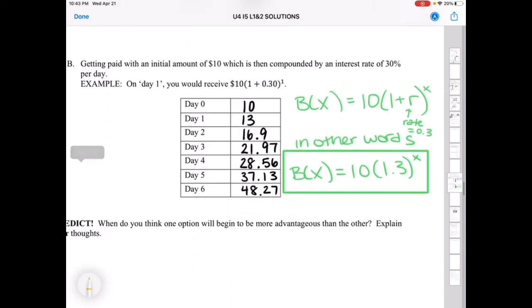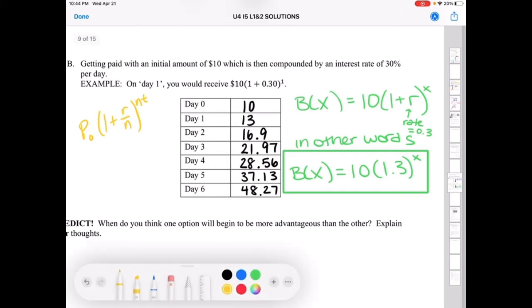This is our second function, and this is when you're getting an initial amount of $10, and then it's compounded by an interest rate of 30% per day. You might have recognized an equation from a while ago, P initial times 1 plus the rate over n to the n times t power. That you might have heard of, the compound interest equation.